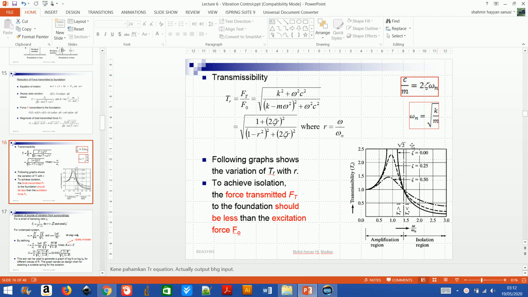And we also have to look at this plot, whereby in order to get the lowest transmissibility ratio, the frequency ratio must be higher than square root of 2, which is this region. And if you want to get higher transmissibility ratio, or TR is over 1, the frequency ratio needs to be in this region, which is less than square root of 2.